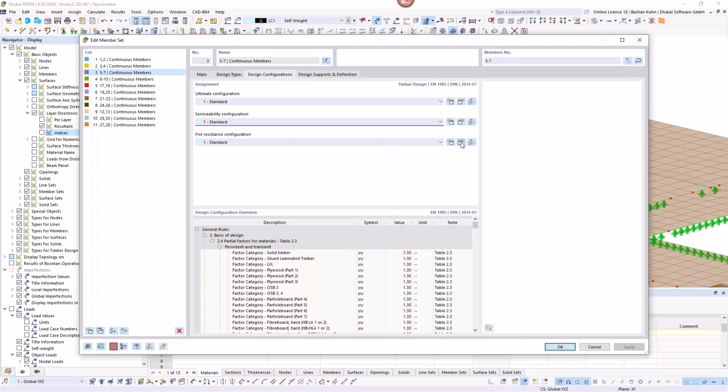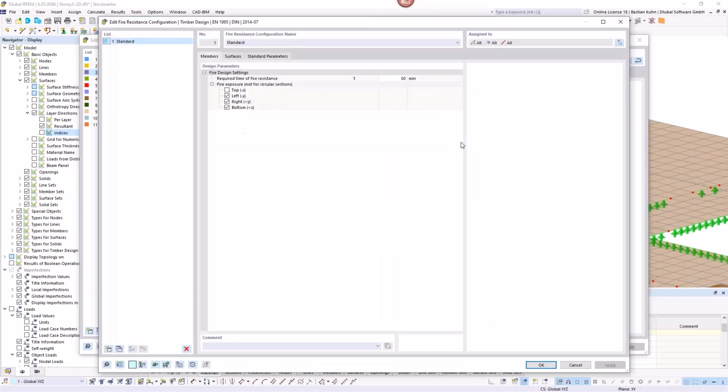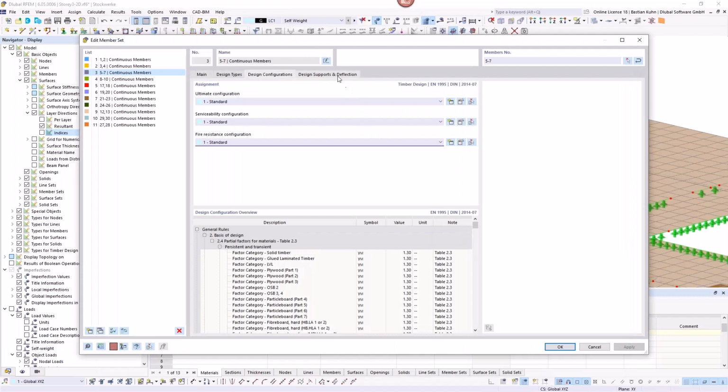Fire resistance verification configuration, that is the new point I want to show you for surfaces. Therefore, I will not show that in the members right now. For the member, I want a required time of fire resistance of 60 minutes. And because it's covered on top by the plate, I skip that and say it's only burning left, right, and bottom. And 60 minutes, that's what I'm defining.